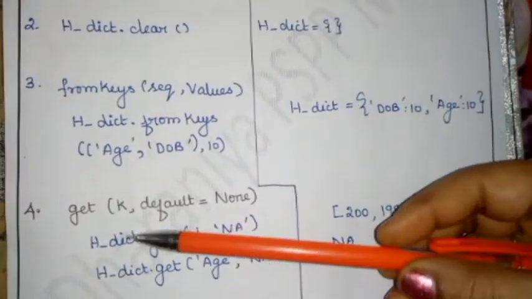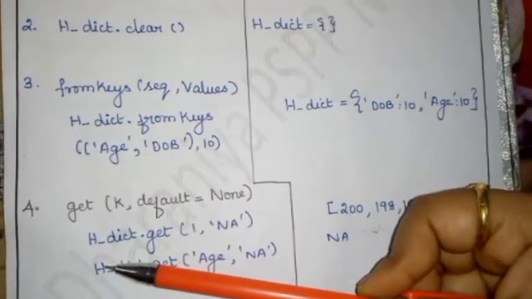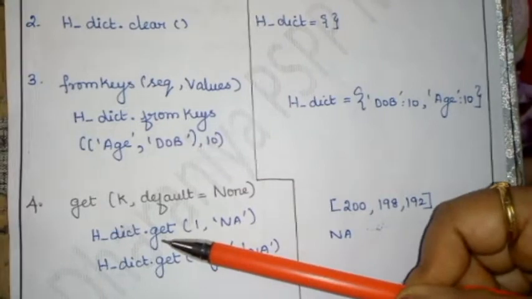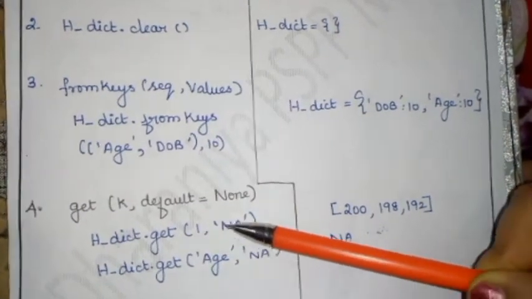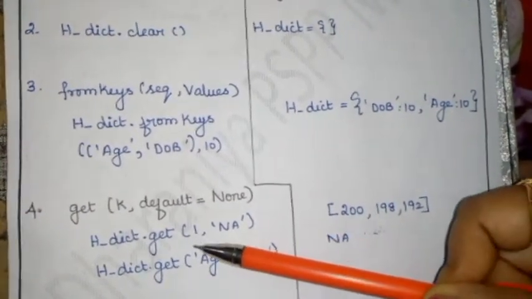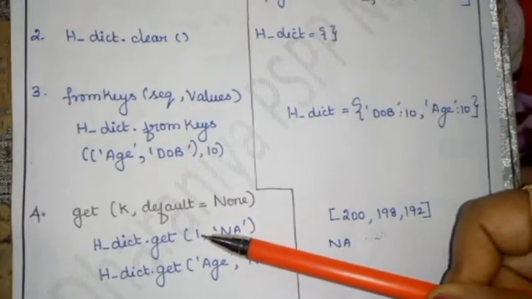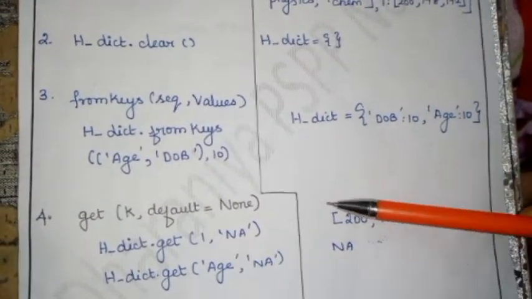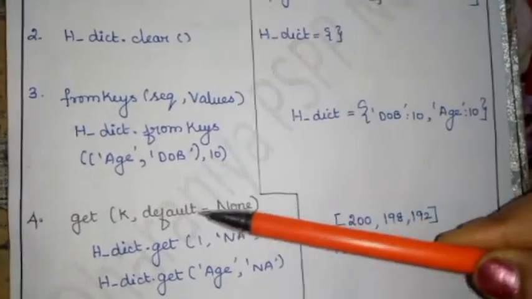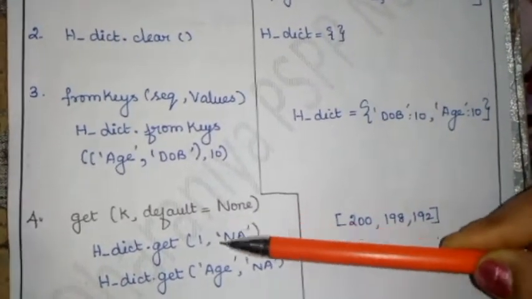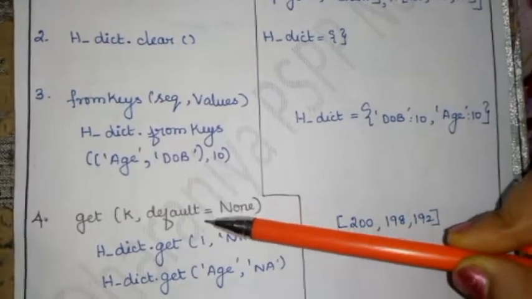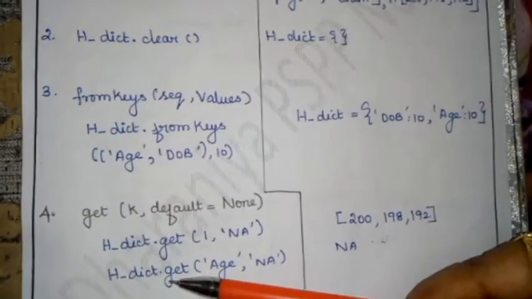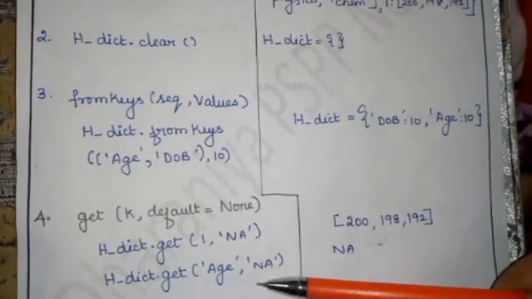Next is get(k, default=None) method. So this particular method has to be called with the object, h_dict.get(1, na). Get 1 is the key, okay? So the value associated with the key will be displayed as the output. This na will be displayed only when this particular key is not available. So h_dict.get(age, na).